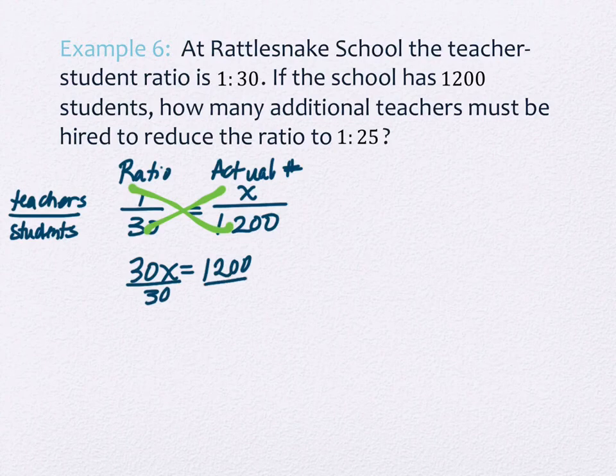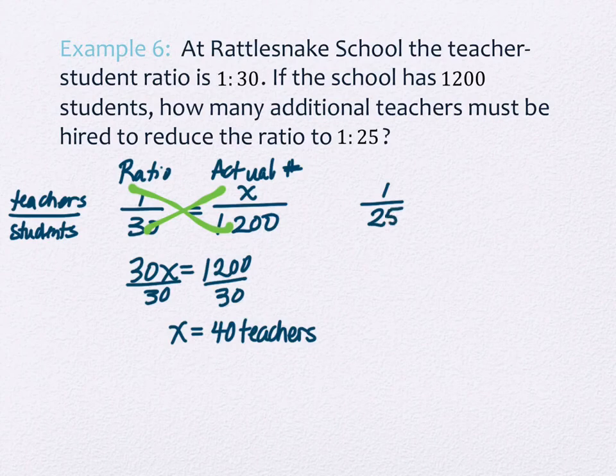And if I divide by 30, how many teachers do I have now? 40. There are 40 teachers now. But I'm going to do the same thing for what we would really like the ratio to be, namely 1 to 25. Same 1,200 students.